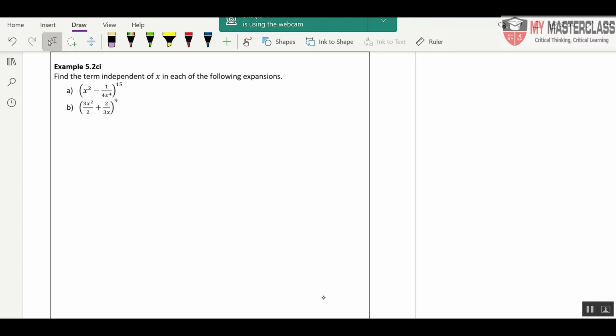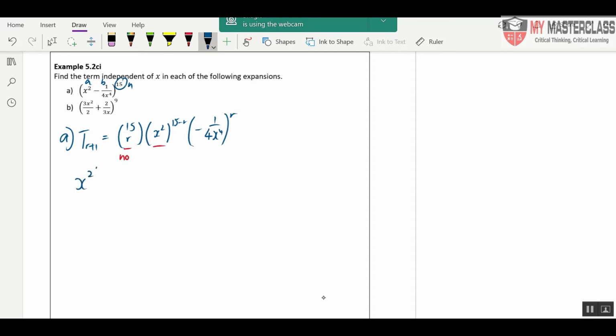For the first one, the Tr plus 1 is 15 choose r, because this is the n, this is the a, and this is the b. x squared to the power of 15 minus r, negative 1 over 4x to the power of 4, to the power of r. This is a harder kind of question. So let's check out the parts that have x only. This one has no x. This one has an x, so we write down x to the power of 2, and then the 15 minus r is on the outside here.